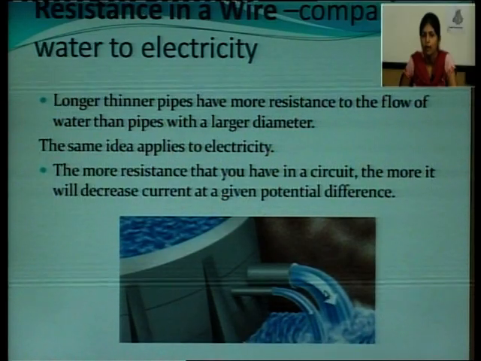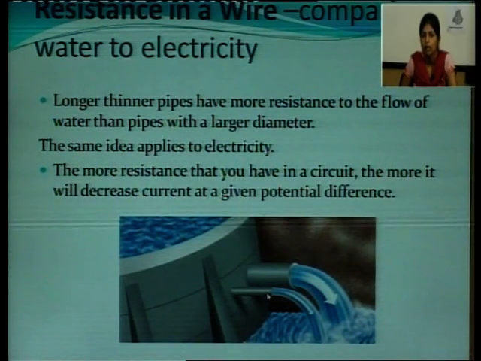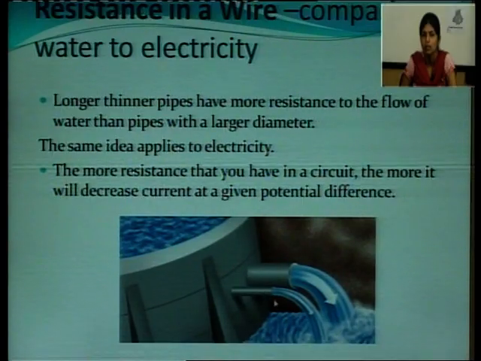So we can say that for the smaller area of cross section the resistance is high.